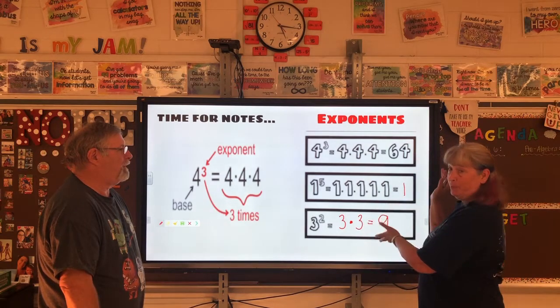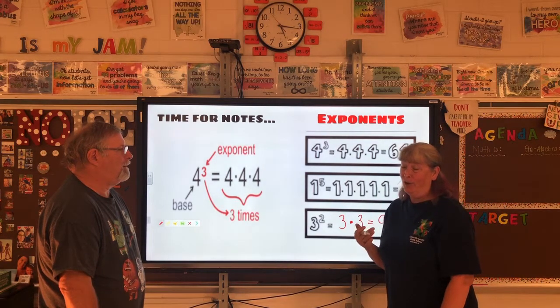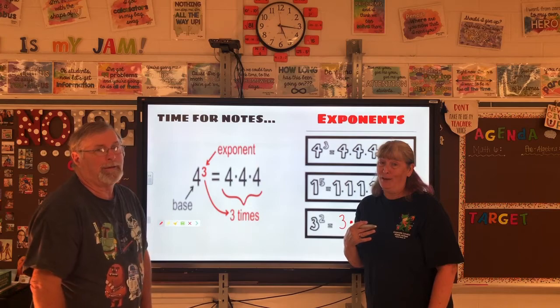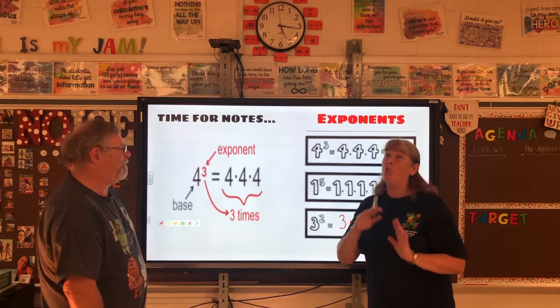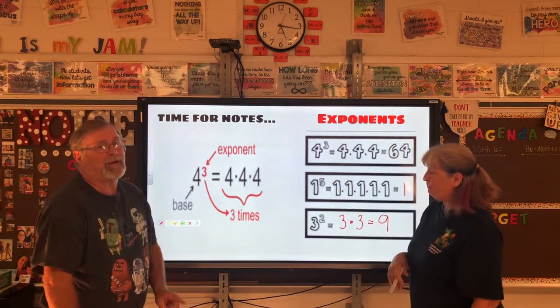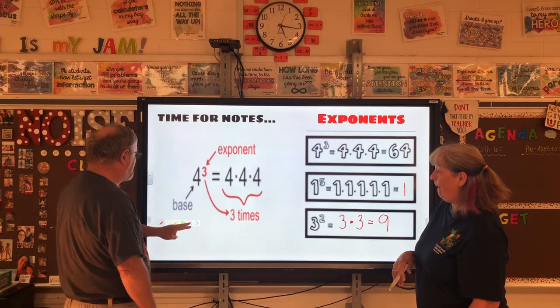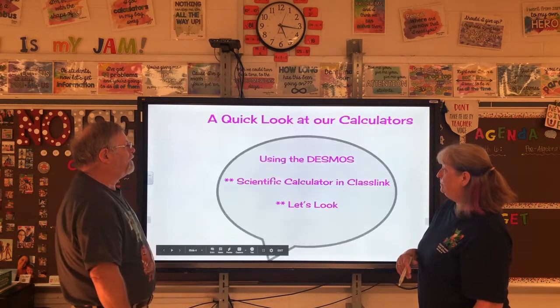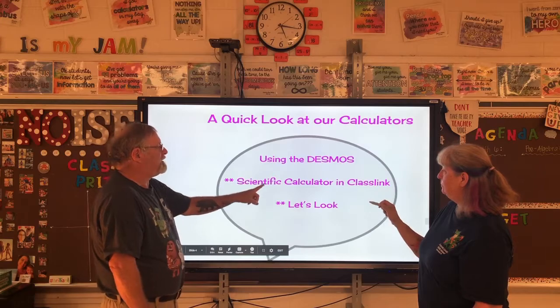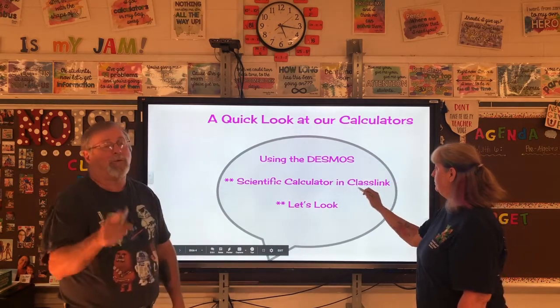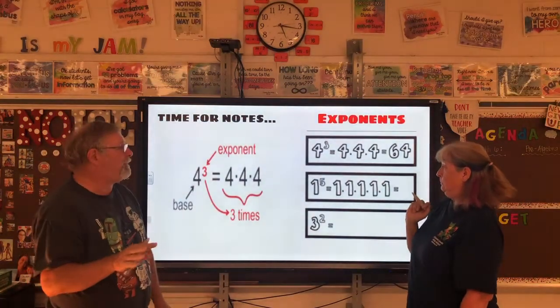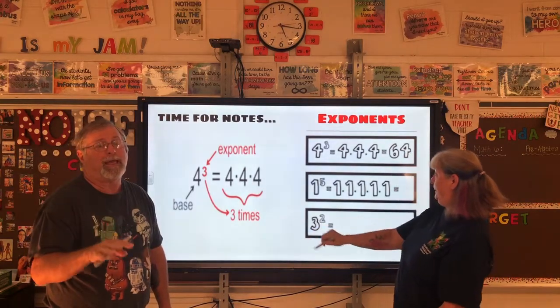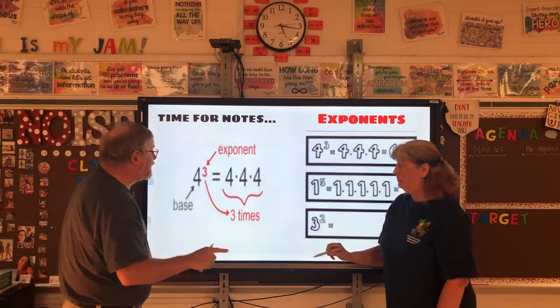Now, the numbers get really big. We've got some pretty simple ones here, but you get to use a calculator a lot on this, because as the numbers get bigger, a calculator really saves the day. So, using the Desmos scientific calculator in ClassLink. Right now, it isn't hooked up in ClassLink, so we can't use it there.